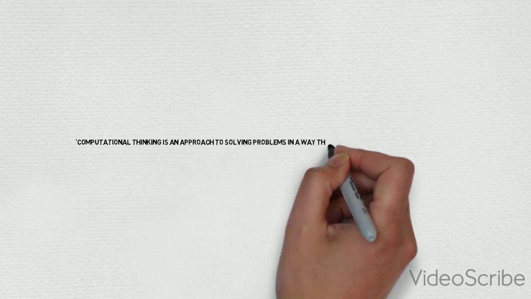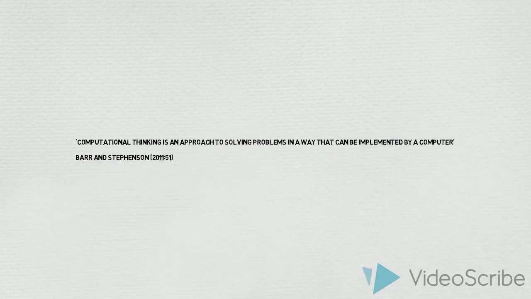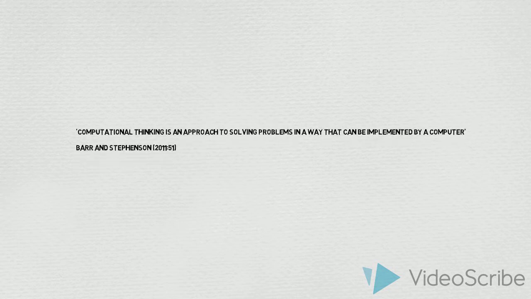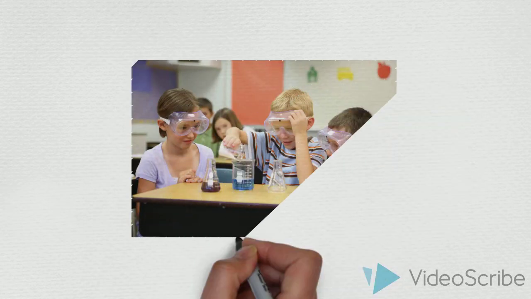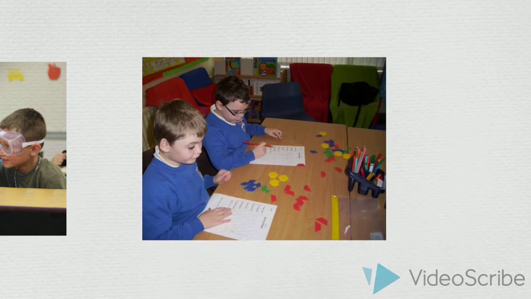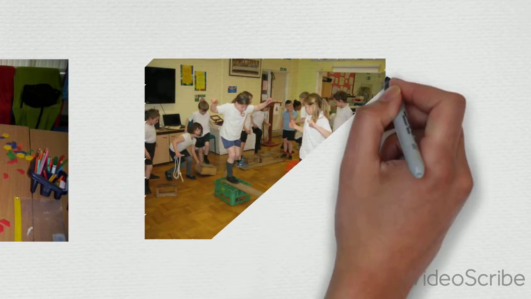As suggested by Barr and Stevenson, computational thinking is an approach to solving problems in a way that can be implemented by a computer. Considering this, it is noteworthy that computational skills are not limited to the confines of computing. In fact, they can be applied within any task that requires critical thinking and can be taught in school to help children become proficient in finding solutions to problems and develop their thinking across the curriculum.